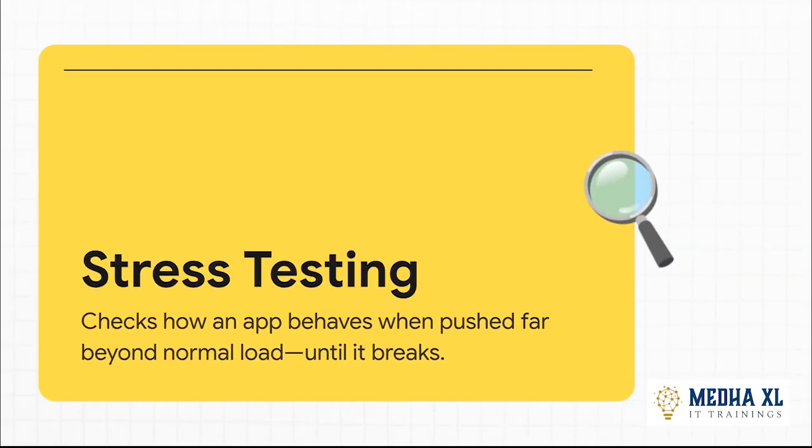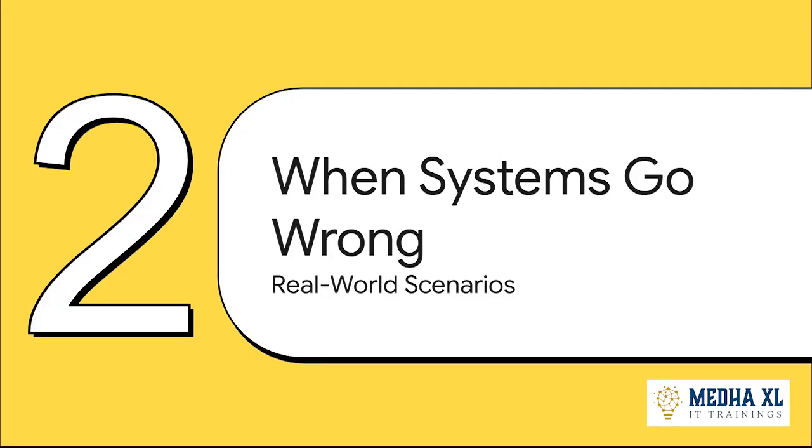Think of it like this. What happens if we don't just send a few users, but a whole virtual stadium of them to an app all at once? What happens when we throw way more data at it than it's ever supposed to see? The goal isn't just to see if it breaks. We want to know exactly how it breaks, when it breaks, and what happens right after. To make this really concrete, let's walk through a couple of scenarios where this becomes absolutely critical.